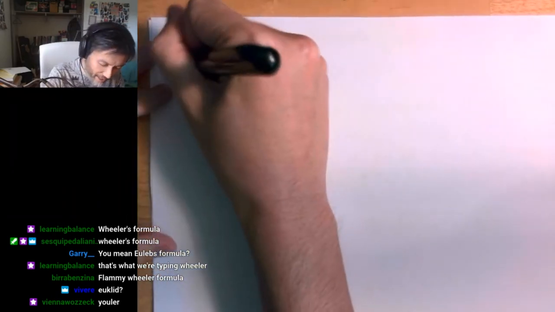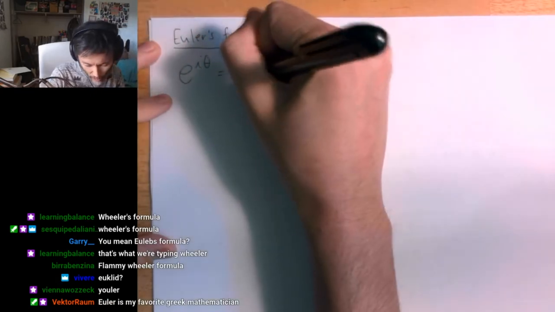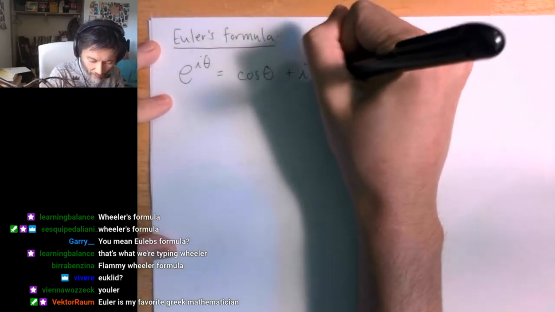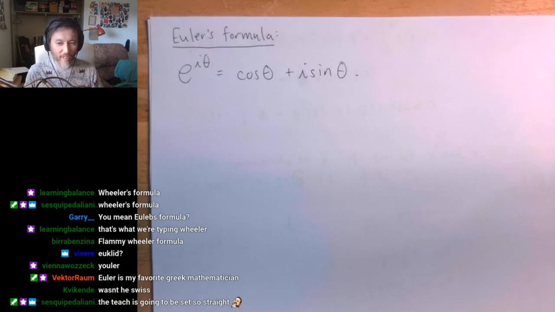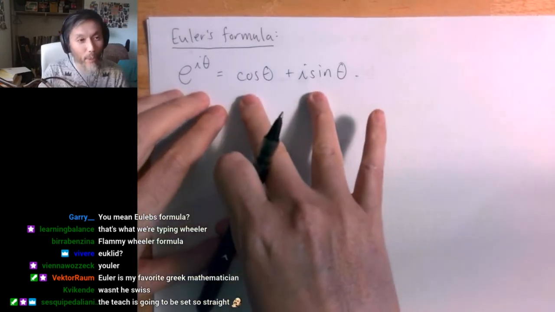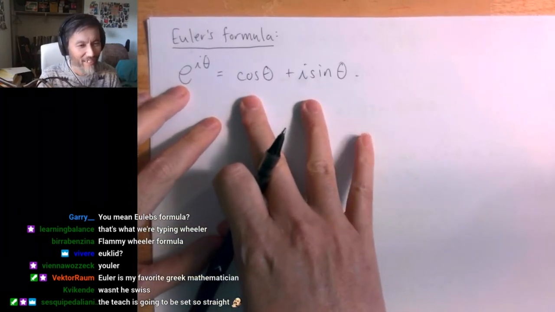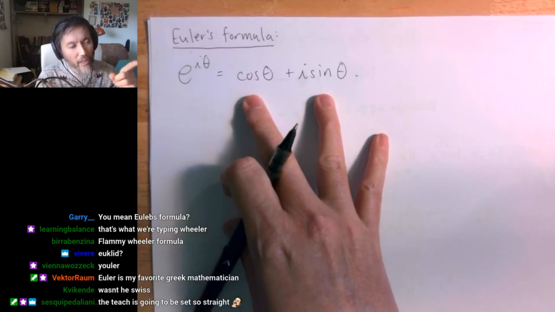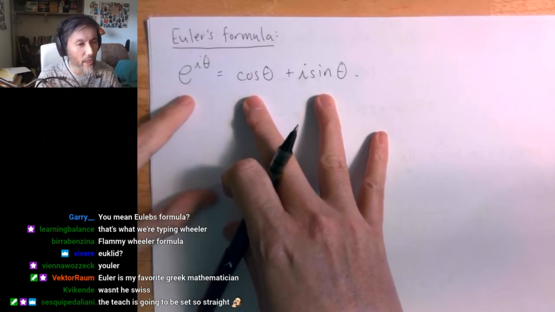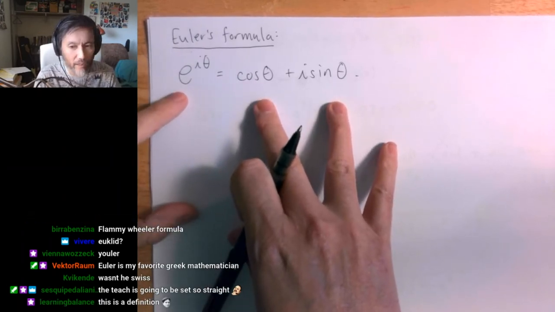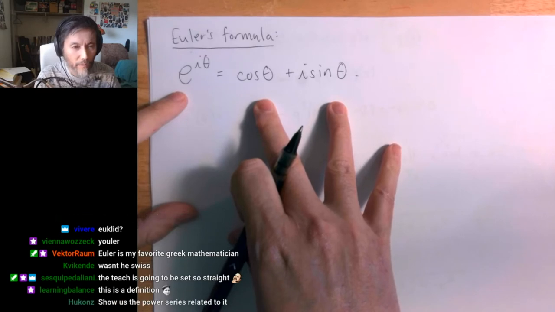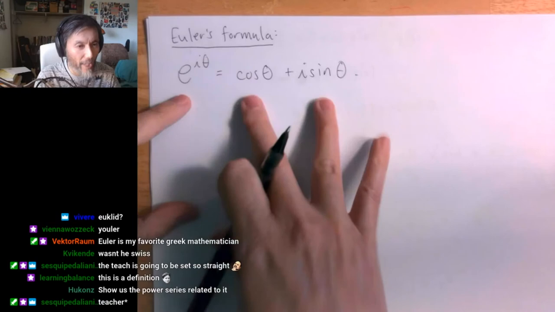So here it is. This is, in my opinion, far more beautiful. e to the i theta is equal to cosine theta plus i sine theta. This is so beautiful. I really do think this is beautiful. Some people might not give a shit, but the reason why I think this is at the very least more beautiful than the e to the i pi thing is because this implies the e to the i pi thing.